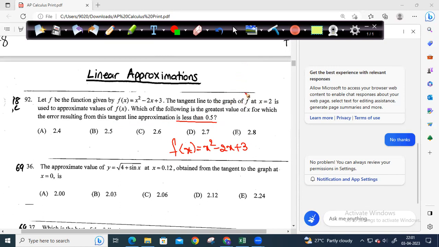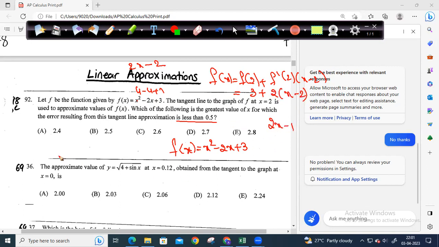So first find the equation of the tangent line. So f of x is equal to f of 2 plus f dash of 2 into x minus 2. What is f of 2? Put x is equal to 2: 4 minus 4 plus 3, 3. What is f dash of 2? f dash of x is 2x minus 2. Put x is equal to 2 into x minus 2. So what do you get? 2x minus 1. So what is your function value? The function value is 2x minus 1. This is your function value. Correct, right?